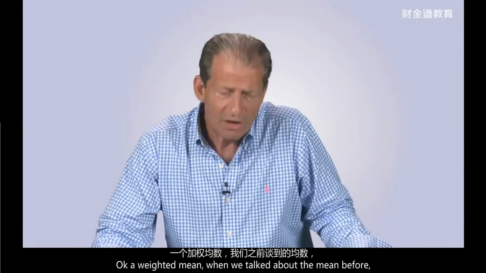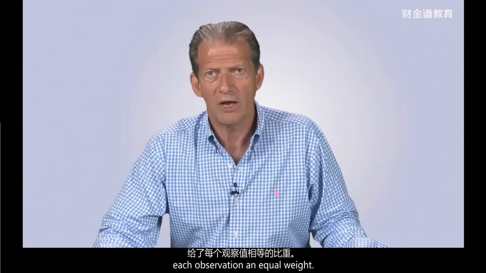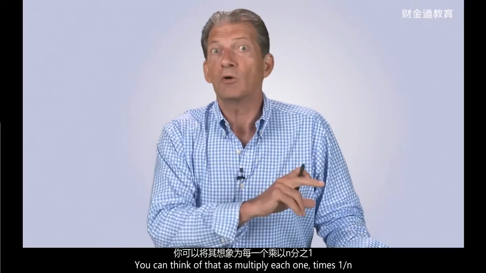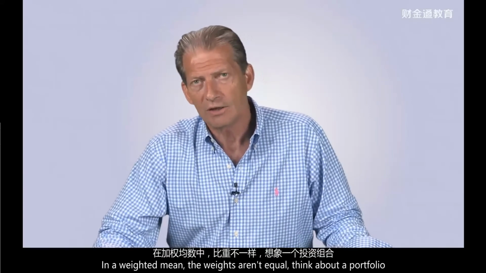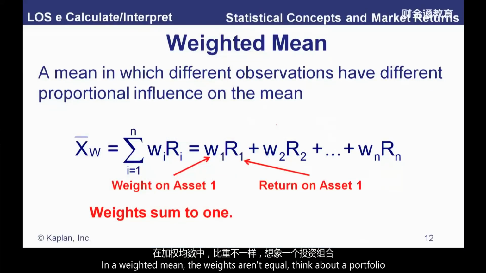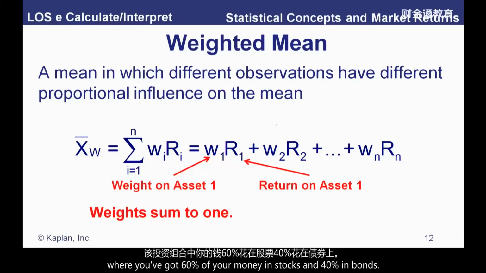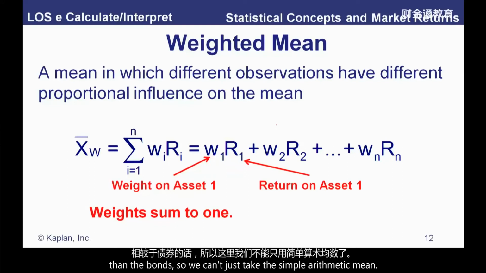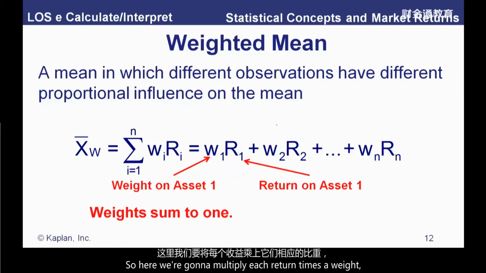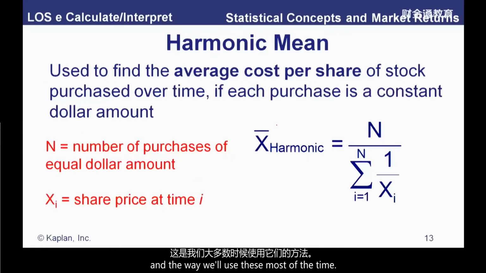Okay, a weighted mean. Well, when we talked about the mean before, we divided by the number of observations. So we kind of gave each observation an equal weight. You can think of that as multiplying each one times 1 over n, and adding them up, that's the same thing as adding them up and dividing them all by n. Well, in a weighted mean, the weights aren't equal. Think about a portfolio, and we'll give you an example in just a second here, where you've got 60% of your money in stocks and 40% in bonds. Well, the portfolio return is going to be more influenced by the stocks than the bonds, so we can't just take the simple arithmetic mean. So here we're going to multiply each return times a weight, and those weights sum to 1. They're the percentage of the whole portfolio in the way we'll use this most of the time.